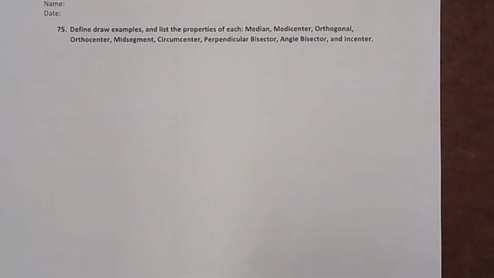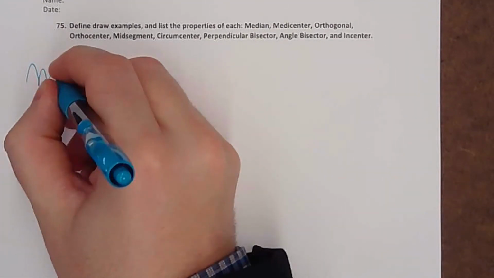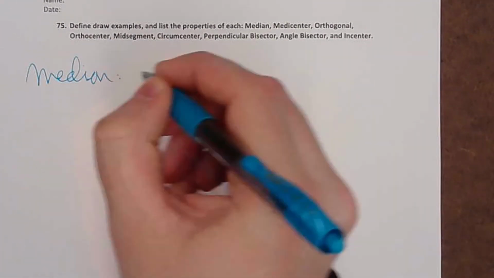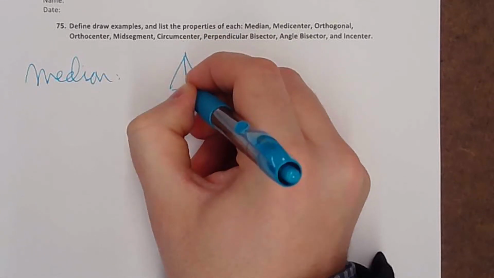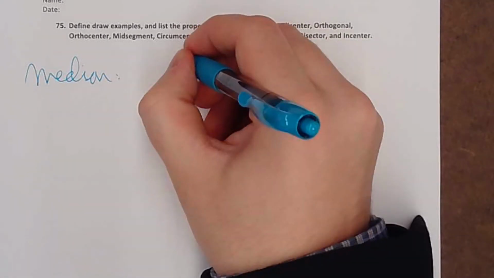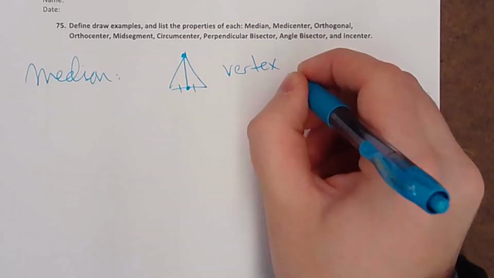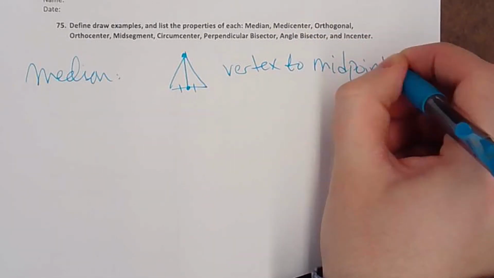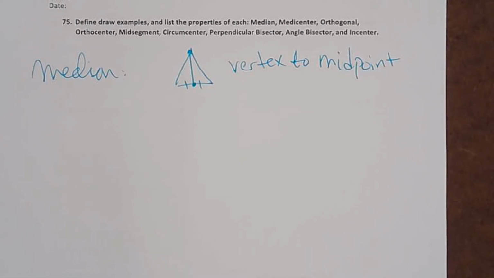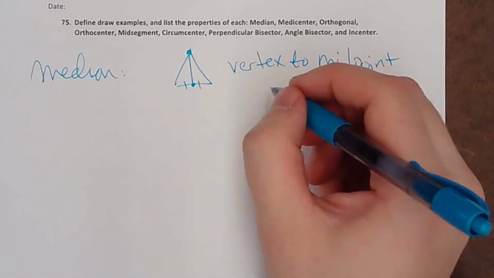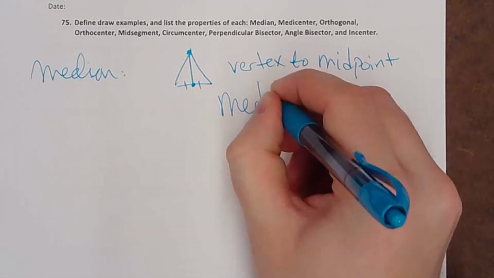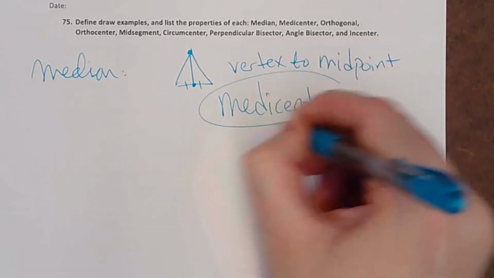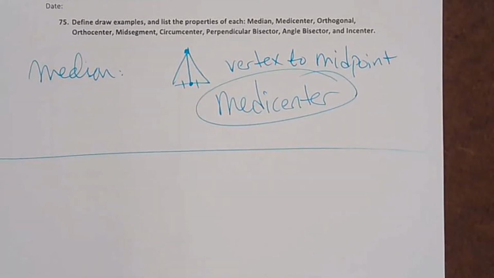Let's do this quickly. Median. Here's your example. Vertex to midpoint. I still don't know these. Remember there's a Quizlet? I would study them. Vertex to midpoint. And the intersection of all of them is the medicenter. I would draw the diagram to help you out.